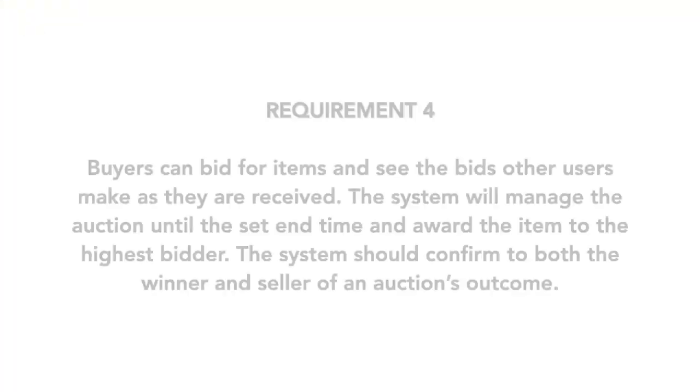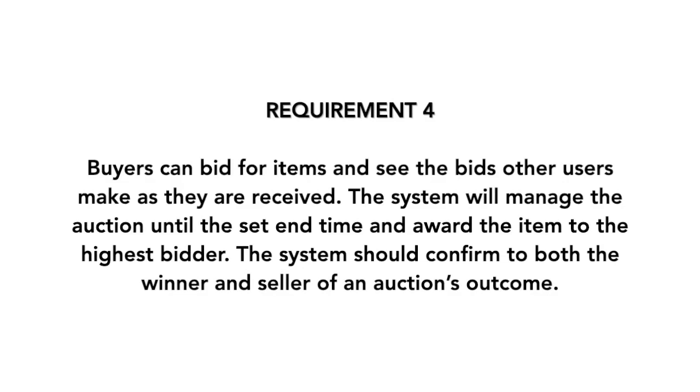This brings us to requirement 4. Buyers can bid for items and see the bids other users make as they are received. The system will manage the auction until the set end time and award the item to the highest bidder. The system should confirm to both the winner and the seller of the auction's outcome.